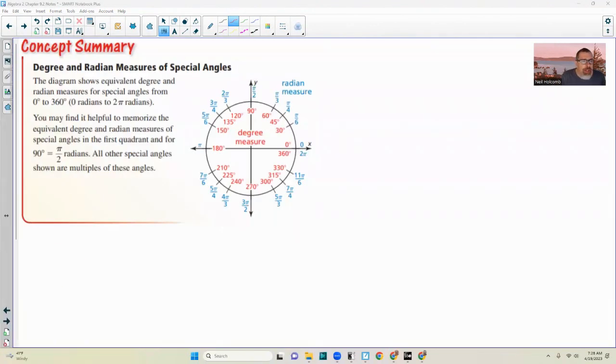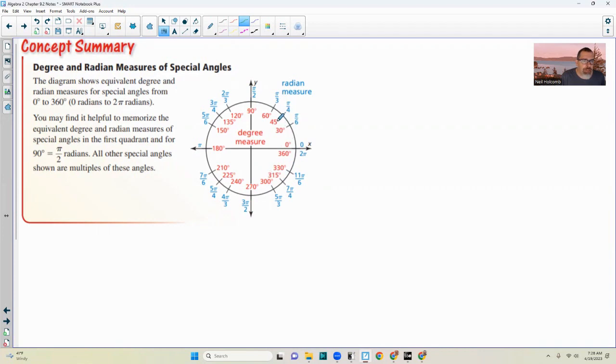Okay, so now we're on to a concept summary, degree and radian measures of special angles. Don't get too intimidated by this. It's just simply a circle. If you look at the inside, you should already be familiar with degree measures. Here's 30, 45, 60, 90. So we're using special right triangles here. In geometry, we learned the 30-60-90 triangle and the 45-45-90 triangle, and that's where these values come from. And then you just simply repeat yourself in every quadrant.